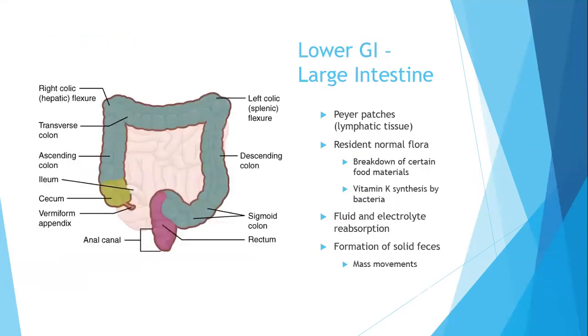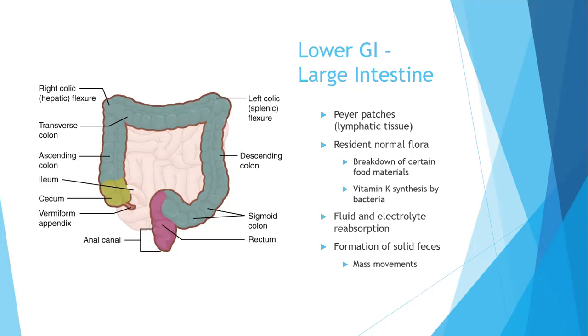The lower GI or large intestine also has lymphatic tissue. They're called Peyer's patches in the lower GI. It has a lot of resident normal flora to help break down certain food materials. So we have bacteria in our large intestine that synthesize vitamin K, and vitamin K is important in blood clotting and the whole blood clotting process.